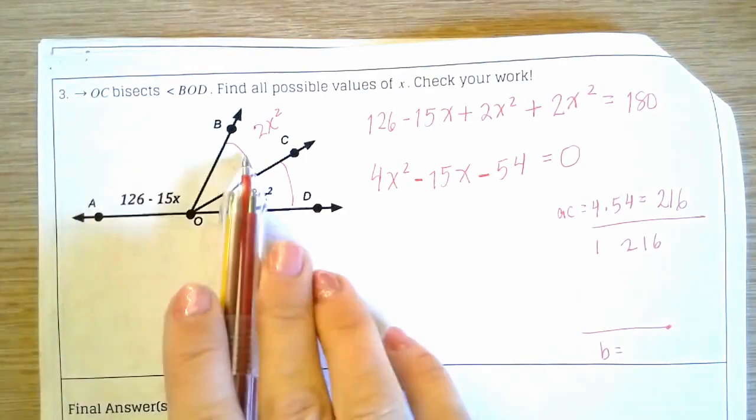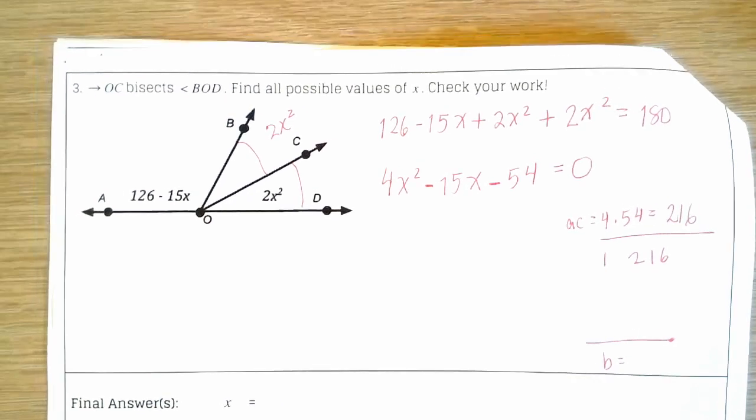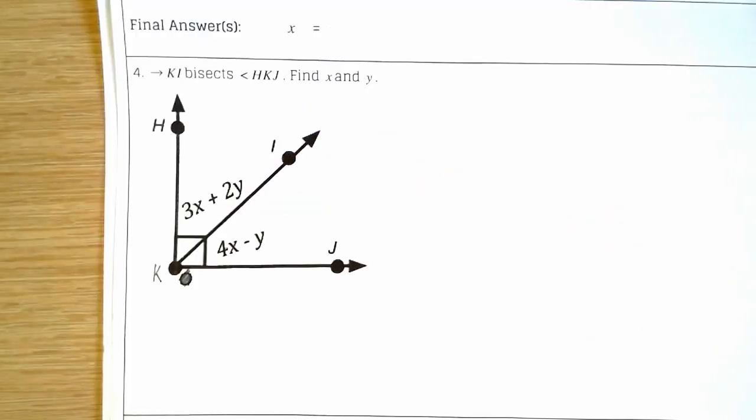If you were checking them, you want to make sure that the 3 angles add up to how much? 180, okay? So that should make sense over there. Pausing. All right, this next example, we have KI bisects.